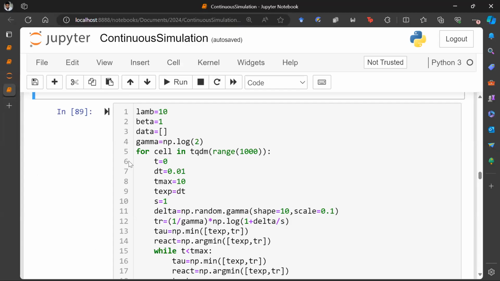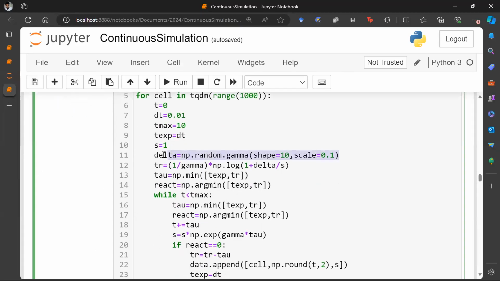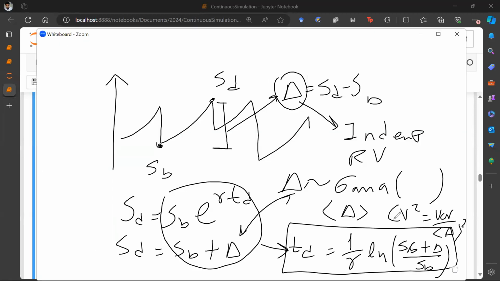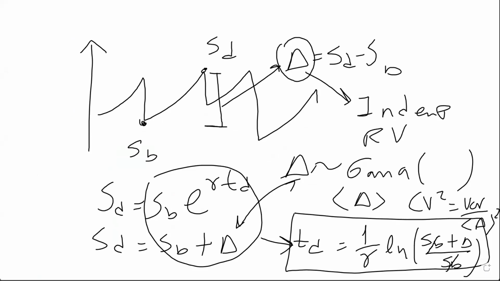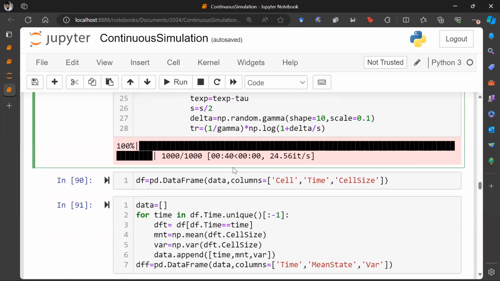So I did that. And so I propose an added size, and this delta has a gamma distribution. The time for division is now 1 over gamma logarithm of size at birth plus added size over size at birth, but here you can cancel this out and you have only one. And so on. That's the idea.